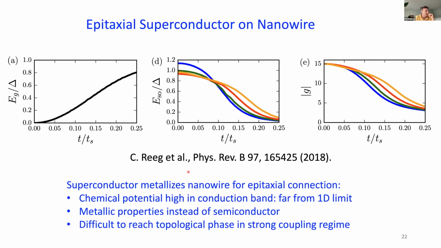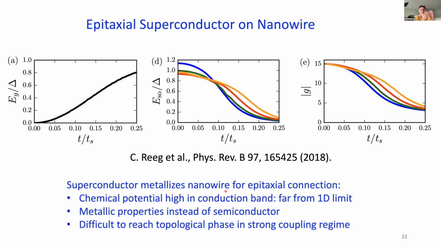Now, first of all, if we have strong coupling, then we metallize the semiconductor. Due to the high electron density in the superconductor, we raise the chemical potential in the semiconductor. It means that the chemical potential is high up in the conduction band, and we start to populate all these 1D channels. As a result, we are no longer in the 1D limit, but more like in a bulk limit. So that is the first problem.